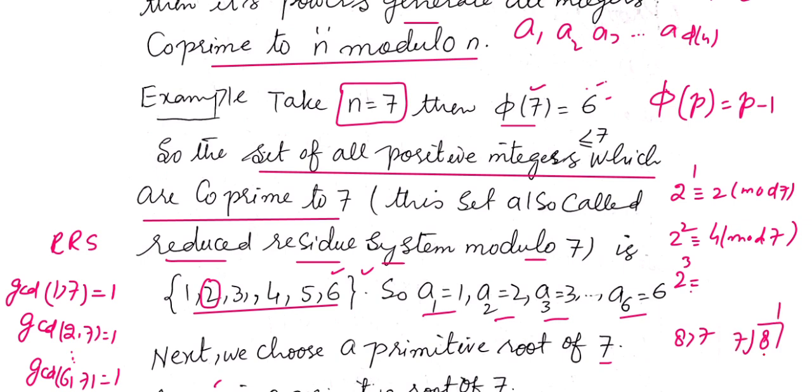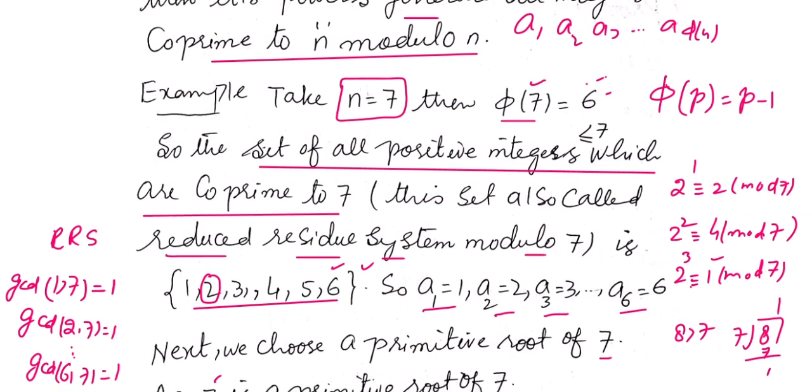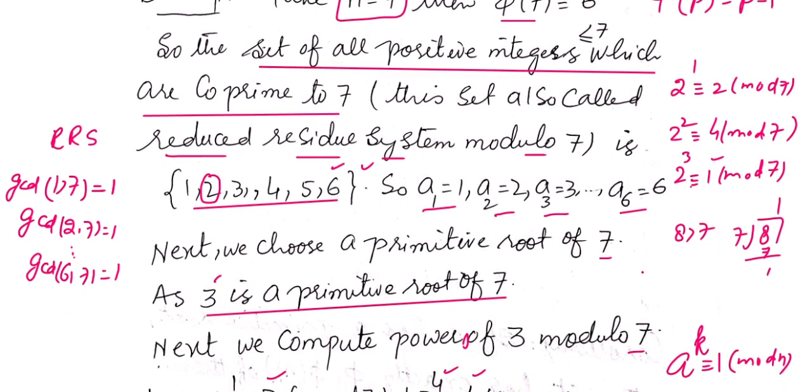7 ones are 7, remainder is 1. So 2 raised to power 3 is congruent to 1 modulo 7. You can see here that at the third power, the answer is congruent to 1. This shows that the order of 2 is 3. Order of 2 modulo 7 is equal to 3, which is not equal to phi of 7. So this shows that 2 is not a primitive root.